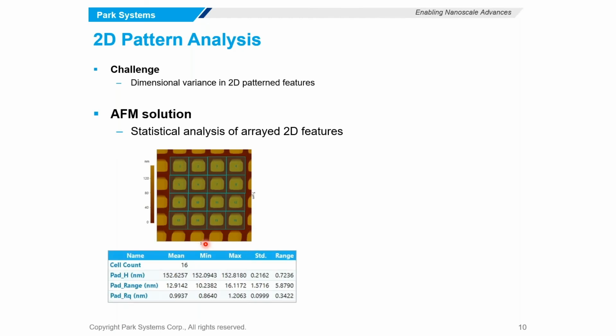One example given here, in this image we detected 16 individual cells of a particular kind based on the desired height and the cell size. And here we have a fully generated table of the height, range, and roughness with a standard deviation and range, the full statistics for each of these pads.